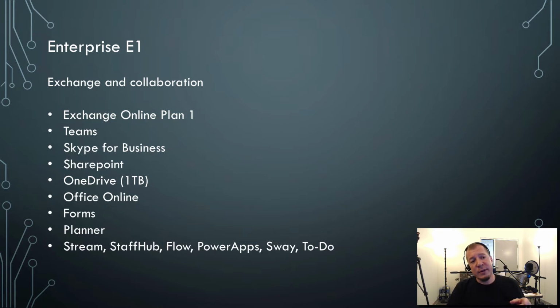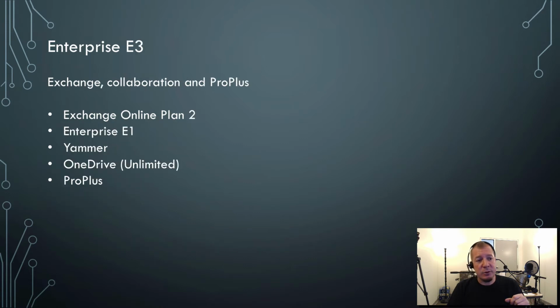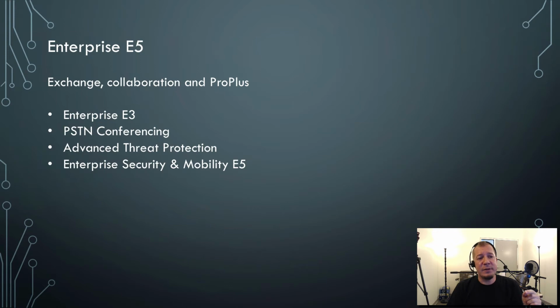Moving forward, so that's the E1. We have an E3. So that's Exchange Online Plan 2 with everything that you saw in the E1, plus Yammer, unlimited OneDrive, and Professional Plus. So all these things in one subscription. And then nobody ever uses this one. Well, a few people do. An E5. You get everything that we just saw in the E3, plus PSTN conferencing in Skype, Advanced Threat Protection, and then Enterprise Security and Mobility E5. So we're going to talk about those next. There's a lot of stuff in this subscription.